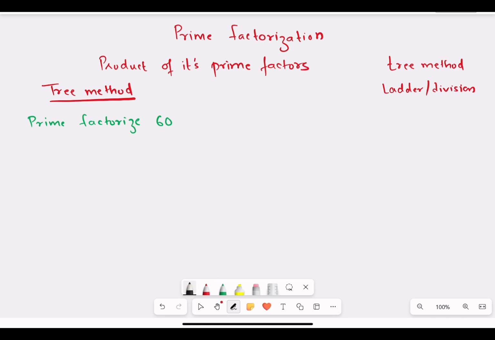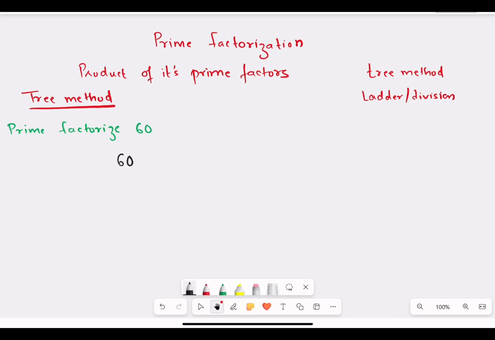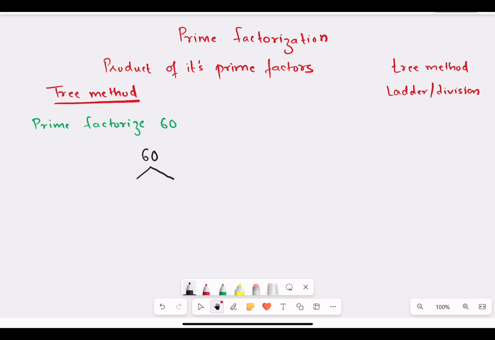Okay, so what we basically will do, since it is the tree method, is branch it out. We will branch it out and try to write that number as a product of two numbers. So let's take 60, and we are going to branch it out and try and write 60 as a product of two numbers. We can write it as anything. So basically, I can write this as 2 times 30, since 2 thirties are 60.